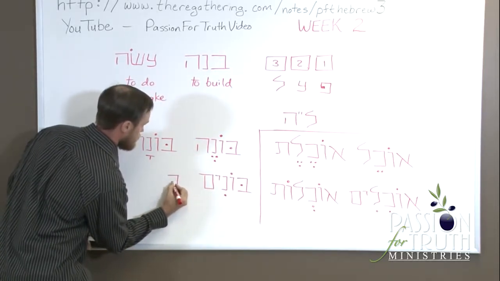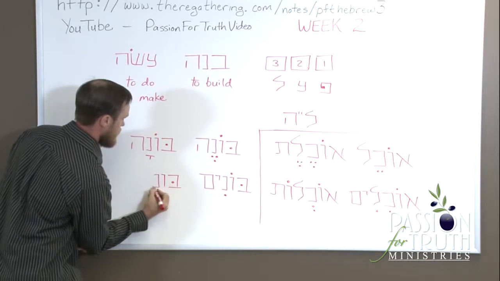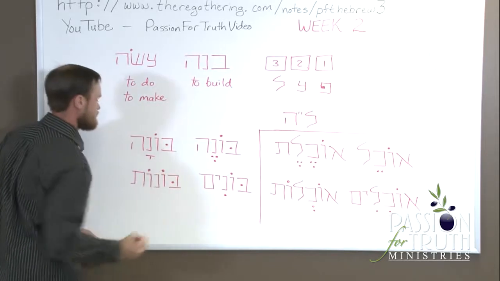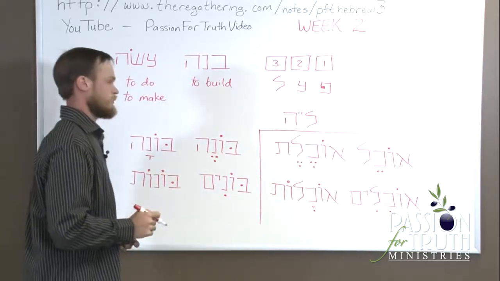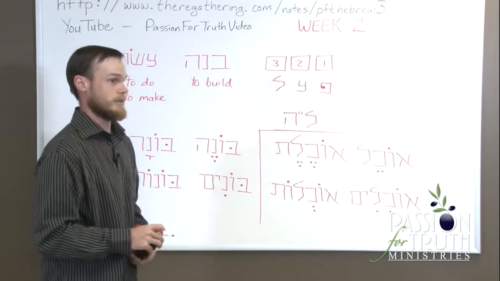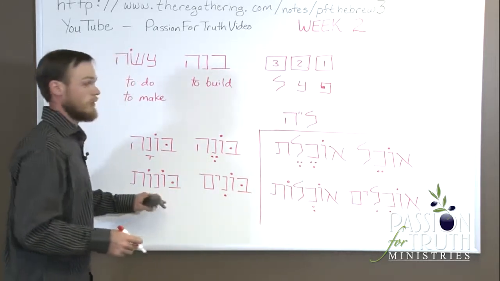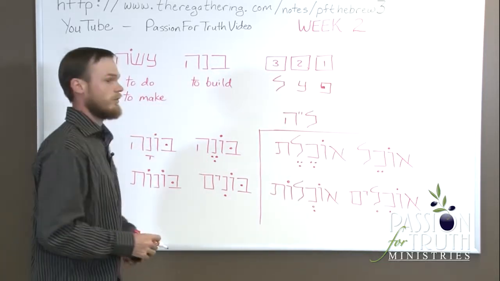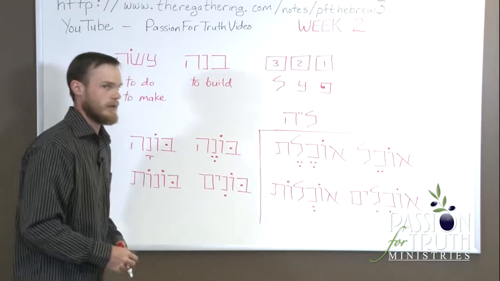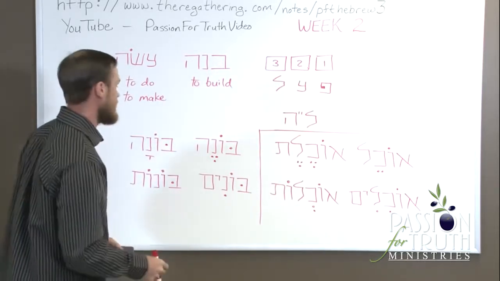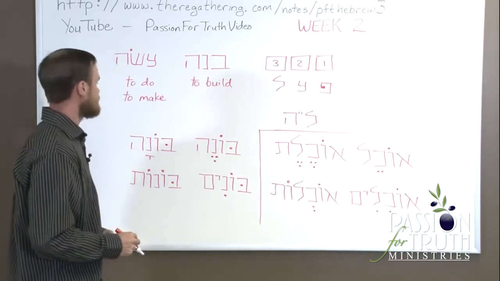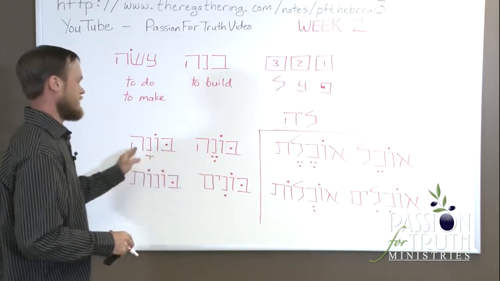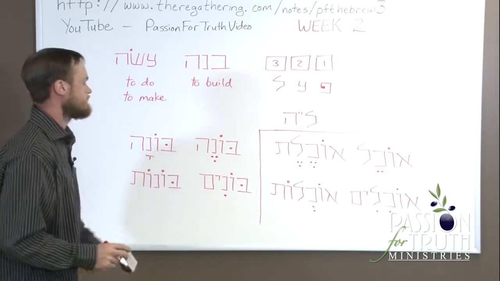Feminine plural is, again, dropping the he, bonot. So if Rachel and Sarah are building something, then Rachel v'Sarah bonot. Or hen bonot, or aten bonot. You, feminine plural, aten. All right, so that is the pattern for lamed he. Boneh, bonah, bonim, bonot.